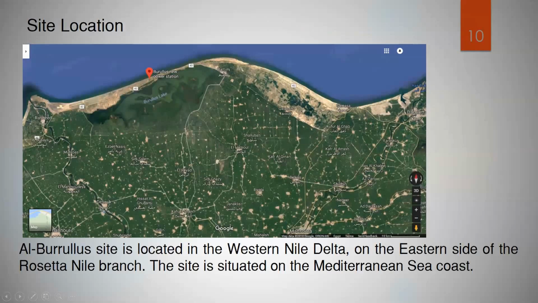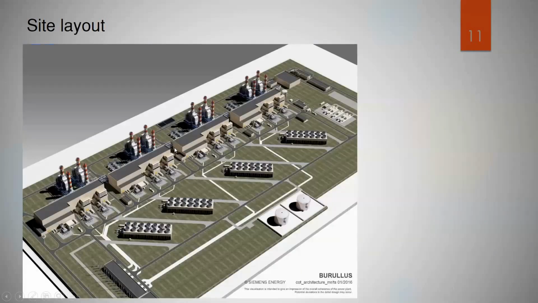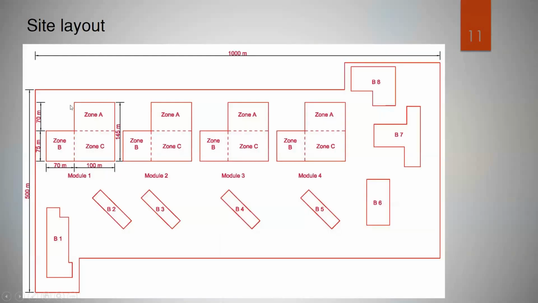Our case study is at the Port site. It is located on the Mediterranean Sea on the north coast of Egypt. It is on the western side of the Nile Delta, and the eastern side of the Rosetta Nile branch. This is the site layout. It consists of 4 modules with angular buildings. The side length is about 1 kilometer and the width is about half a kilometer. We divided the modules into zones A, B and C to reduce the soil variability during the study.